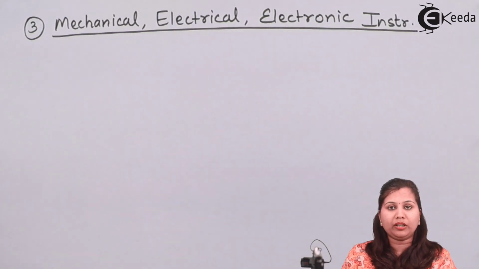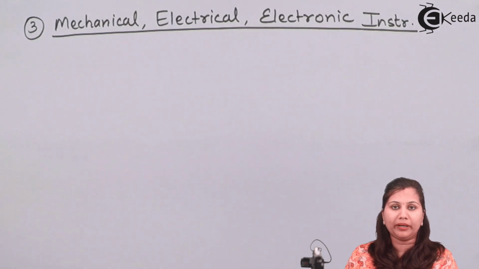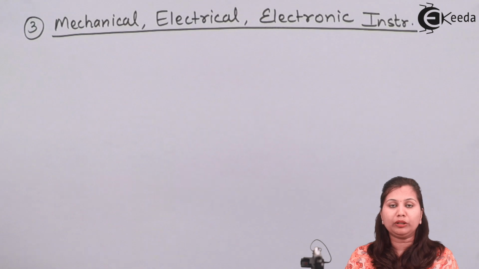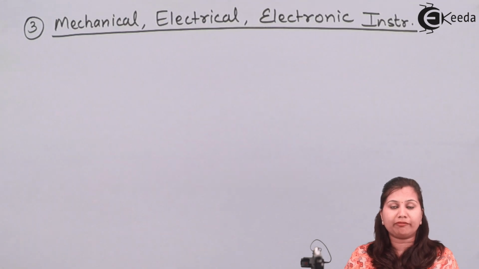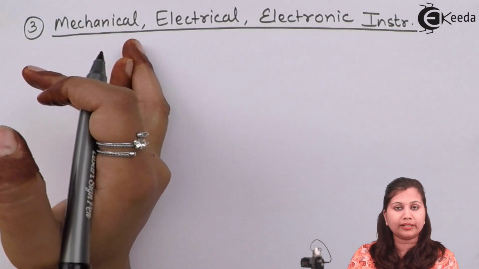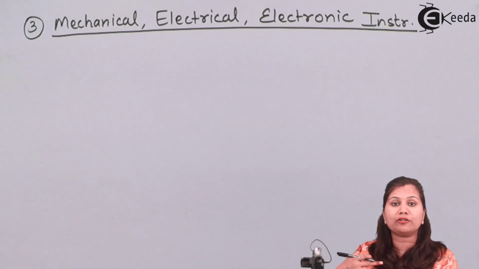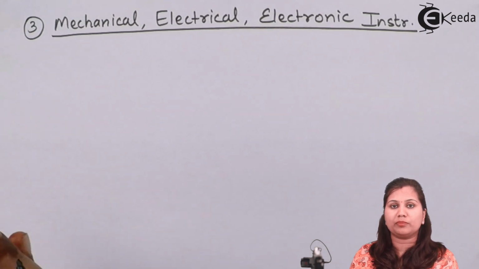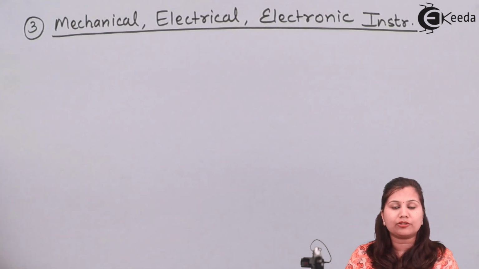Now in the instrument we get the value of the unknown quantity with the help of a pointer. When this pointer is deflected due to some mechanical process, then those instruments are called mechanical instruments. If the pointer is deflected due to some electrical process, those instruments will be called electrical instruments, and the instruments in which the pointer is deflected due to some electronic mechanism are called electronic instruments. For example, mechanical instruments, like the galvanometer.